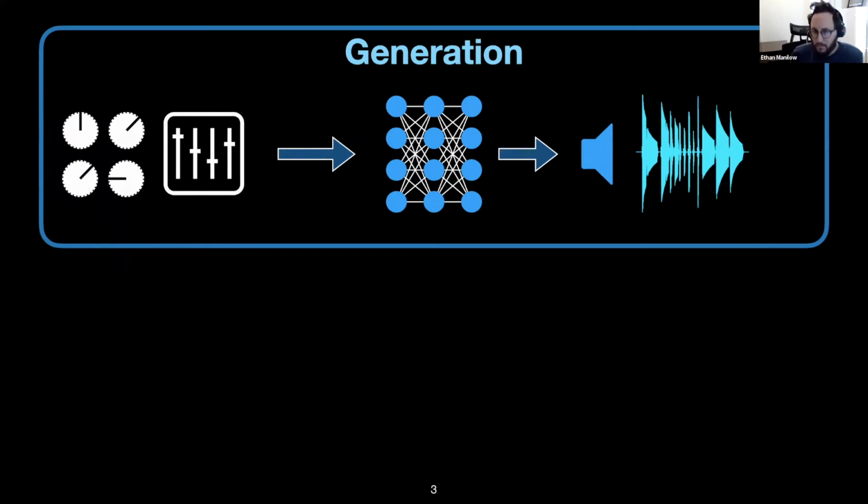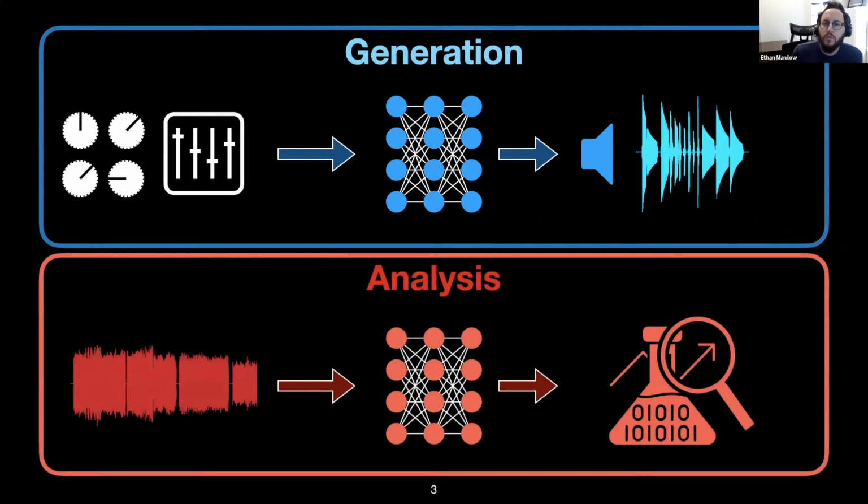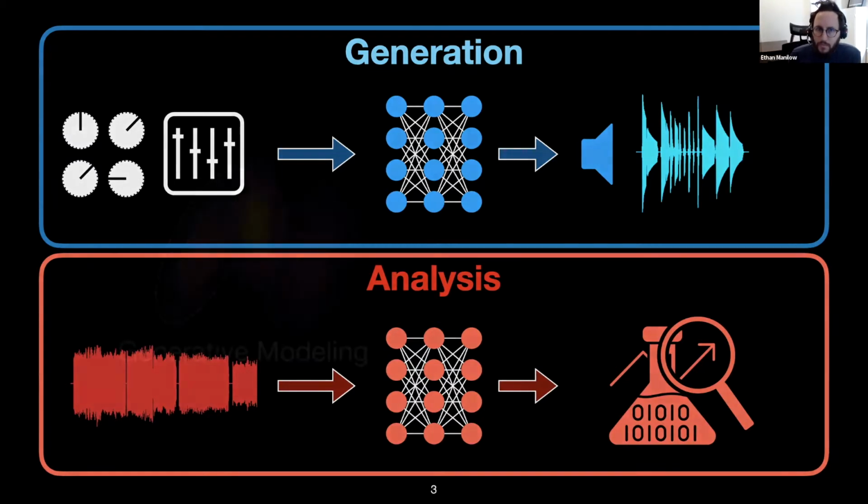But machine learning is malleable, and we can use these same tools to listen and analyze music in sophisticated ways, enabling us to understand music in ways that were either difficult or impossible beforehand. And furthermore, we can ask those analysis models to use what they've learned to assist our sound generation models. And this is the core of what I'm going to talk about today.